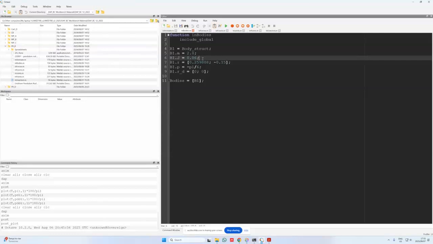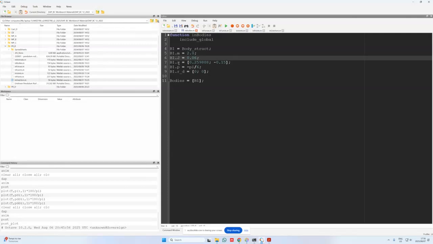You could have also typed in over here, well, you could have essentially said 1/12 times B1.m times, and we know it's L squared, so it's 0.6 squared. And it would have also calculated that value. But for simplicity's sake, at the moment, we're just going to leave it 0.06. I've calculated this with my calculator, and I just plug in the value over here.